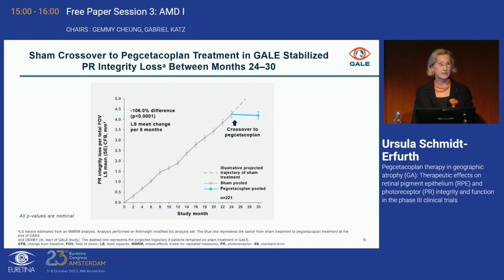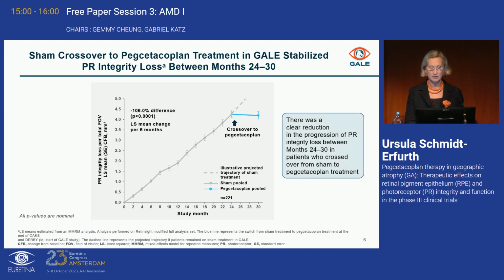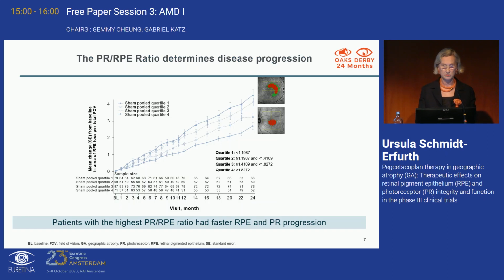So the same thing could also be reproduced very pleasantly on the long term when lesions were larger. So this is the crossover at the end of the phase 3 studies when all the sham patients were then treated. And you see that even larger lesions, more established damage at the level of the photoreceptors were immediately stopped, just as we have seen it during the first 6 months of the treatment when we started the treatment.